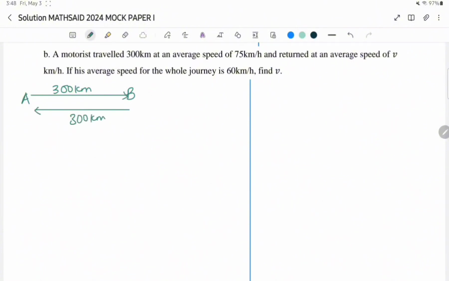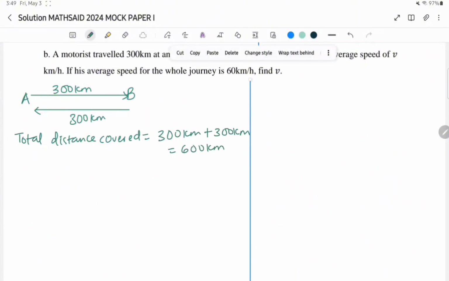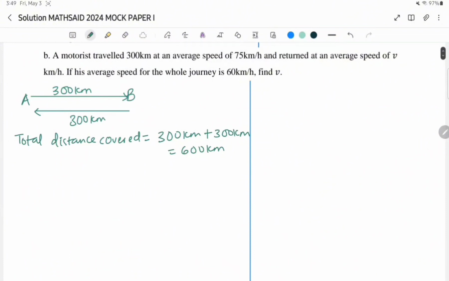Since we are not told that he changed route or that something happened on the way and he had to go through another route, that means the distance from A to B is the same as the distance from B to A. So the total distance covered for the entire journey is 300 kilometers plus 300 kilometers, and that's 600 kilometers. We've been given the average speed of the whole journey to be 60 kilometers per hour.